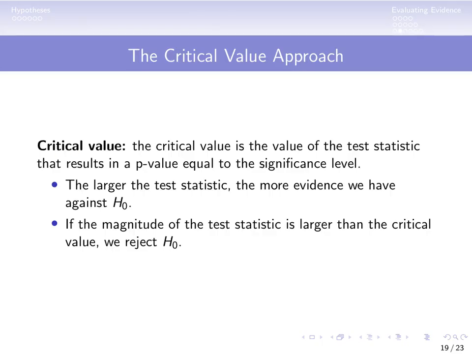So what is the critical value? The critical value is the numerical value of the test statistic that results in a p-value equal to the significance level. The larger the test statistic, the more evidence we have against the null. So if the magnitude of the test statistic is larger than the critical value, then we will reject the null hypothesis, because any test statistic larger than the critical value will have a p-value less than the significance level.